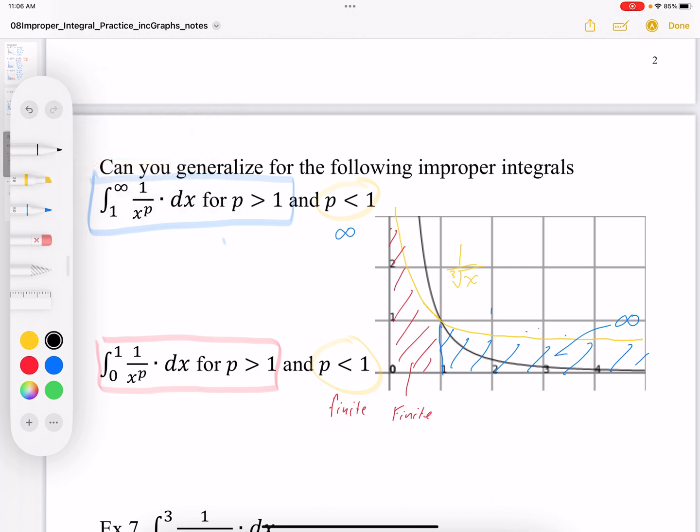So to summarize then, if the power is greater than 1, under that black line, the area from 1 to infinity is finite. And the area from the asymptote to 1 is going to be infinite. And then that relationship flips over, or switches, when the powers are root powers less than 1.